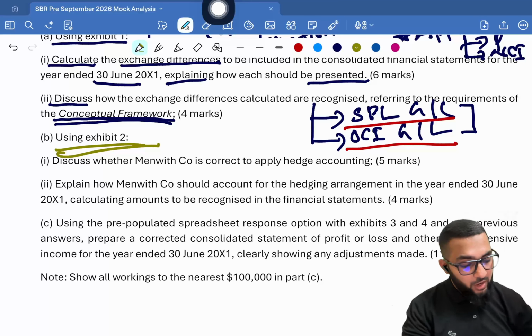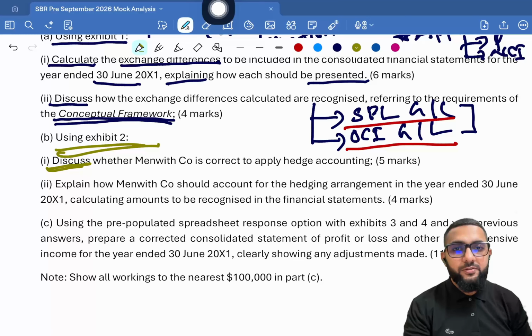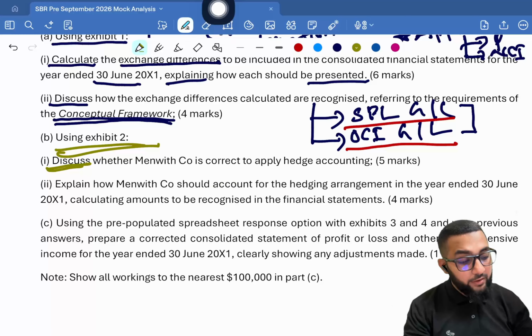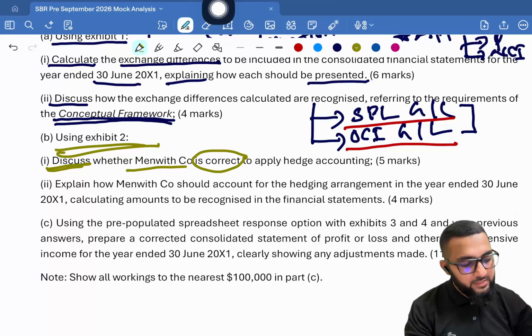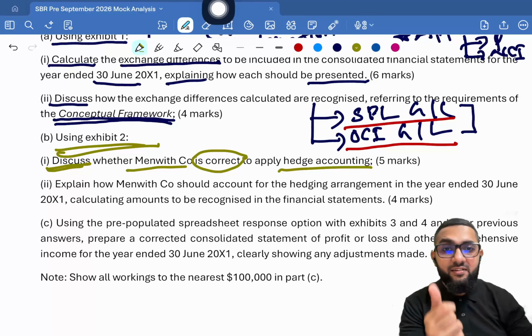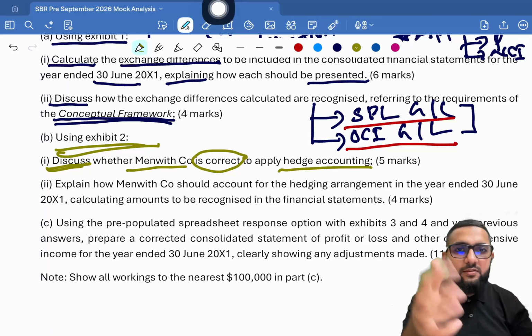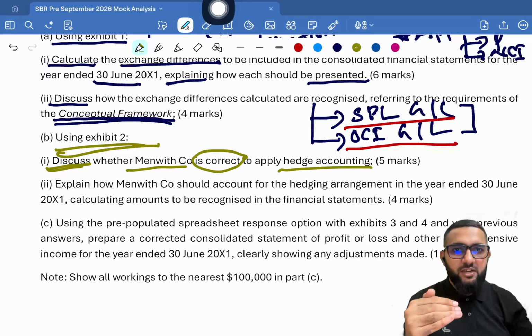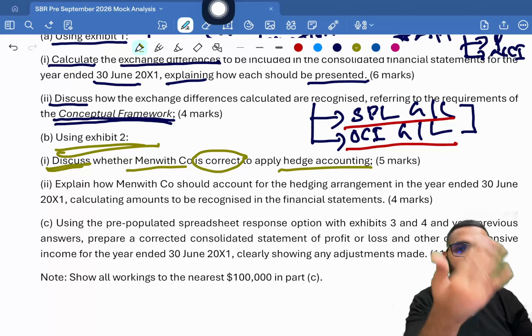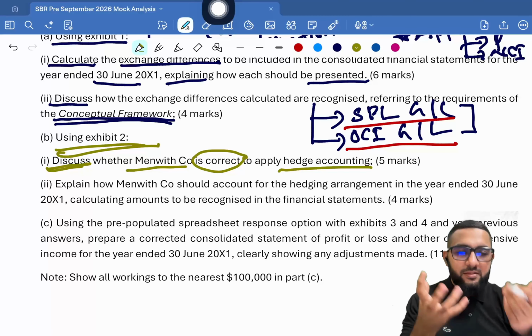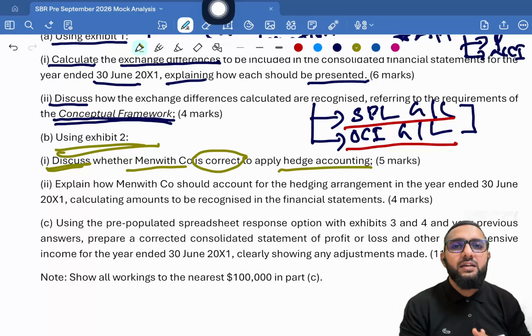Then there are two sub requirements here. Sub requirement 1: discuss whether Menwith Co. is correct to apply hedge accounting. Now discuss, take a standpoint. You have to take a stand whether they are correct or not correct. If they are correct, show through a discussion that they are correct. If not correct, show through a discussion that they're not correct. So balance the argument and take a position.